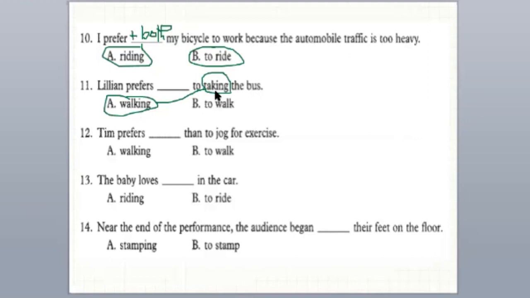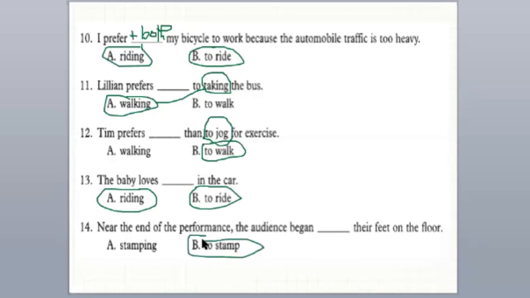Okay, great. Tim prefers, again, the verb prefer, walking or to walk. Then we have here to jog. So what we need is to walk, okay? Because of parallelism. The baby loves riding in the car, or the baby loves to ride in the car. Both are correct, okay? Near the end of the performance, the audience began to stamp. Both are correct.